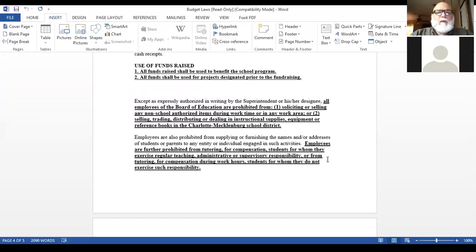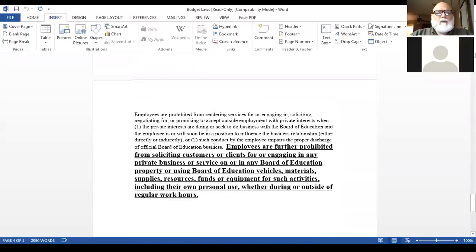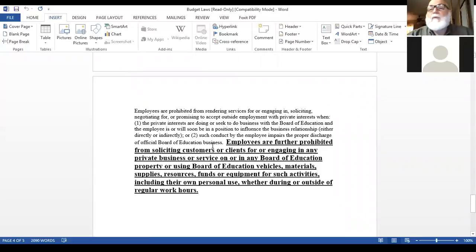Employees are further prohibited from tutoring for compensation students who they teach regularly. Can't have a session in your class after school for your students or other students in school where you charge them for tutoring, or students who they do not teach, during work time. And you can't tutor during the regular school day, even if they aren't your students. You can't tutor at the school, not for money, privately. Now, if there's a tutoring program and you've got a grant and you're paid teachers, that's different, but they can't run the private business.